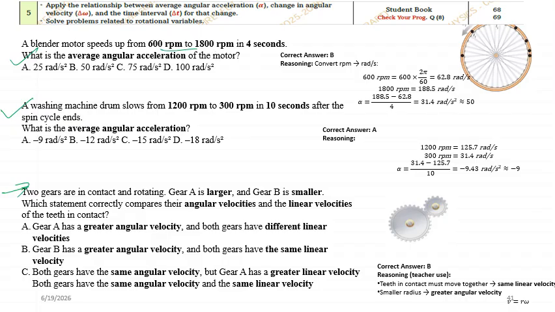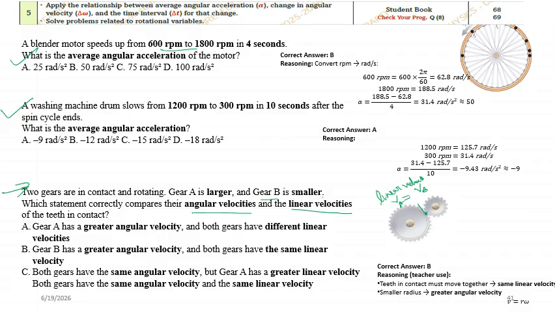Now gear A is larger and gear B is smaller. Which statement correctly compares the angular velocity and the linear velocity of the teeth in contact? Before going ahead, try to understand that they are in contact, which means if this moves, this also will move the same distance. The linear velocity V for both of them, as they are in contact with each other, will be exactly the same. So V for A and V for B will be exactly the same.